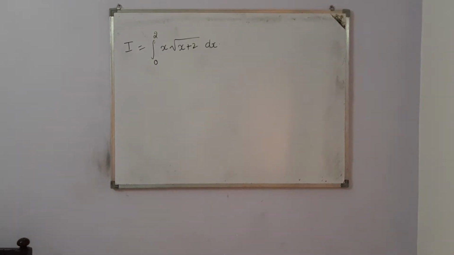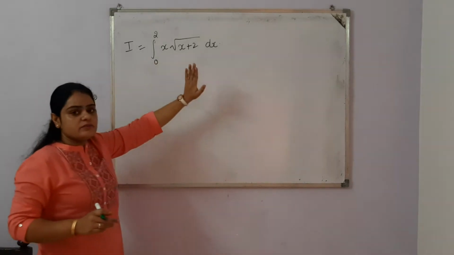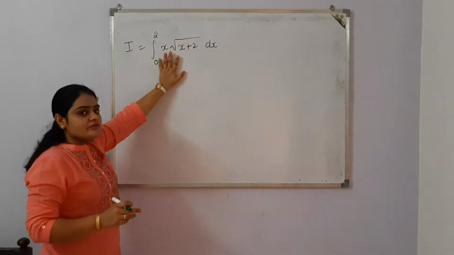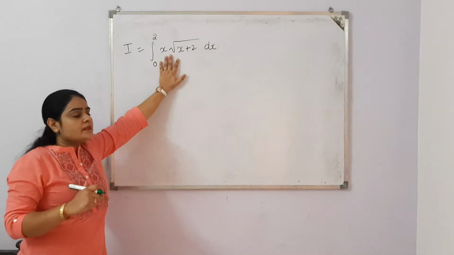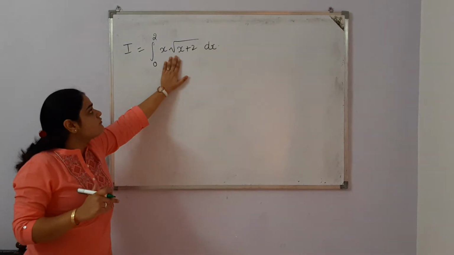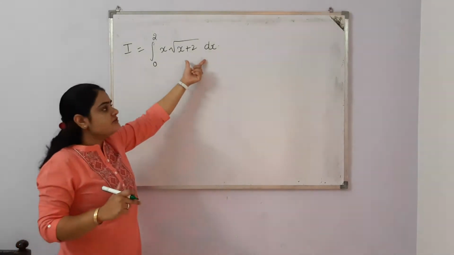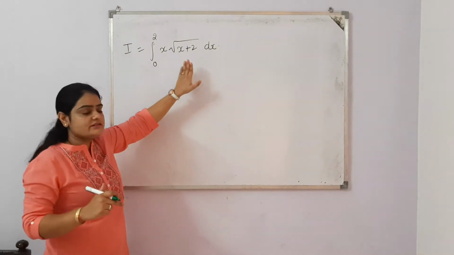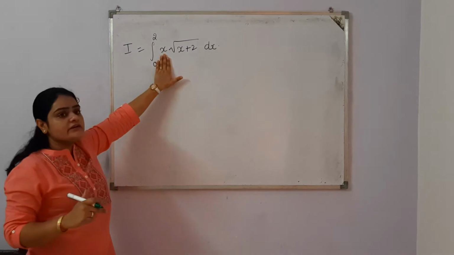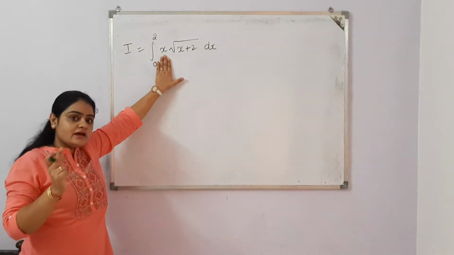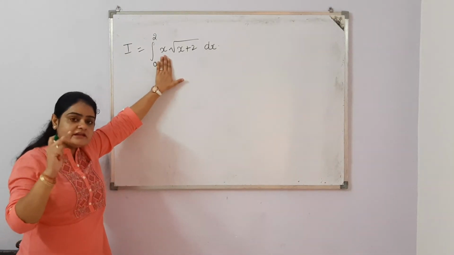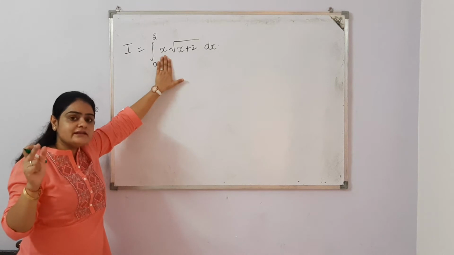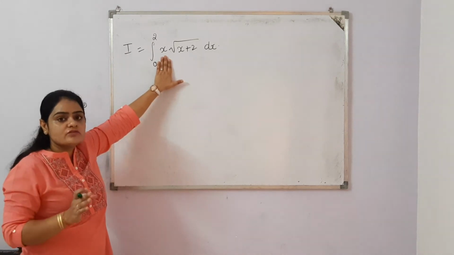Now the next question is x into under root x plus 2. Whenever this type of special pattern question comes, where inside the root one linear function is there, x plus 2, and outside one linear function is there, then we already did that: linear into under root linear. In that case, we'll substitute under root linear equals t.